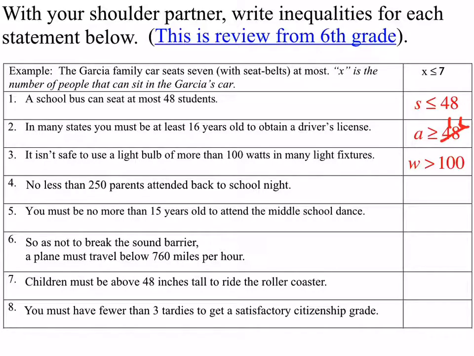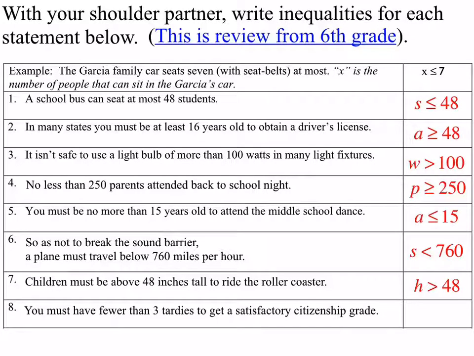Number 4, no less than 250 parents attended back to school night. That might be something like P is greater than or equal to 250. Number 5, you must be no more than 15 years old to attend the middle school dance. A is less than or equal to 15. Number 6, so as to not break the sound barrier, a plane must travel below 760 miles per hour. Maybe something like S is less than 760. Number 7, children must be above 48 inches tall to ride the roller coaster. That would be something like H is greater than 48.